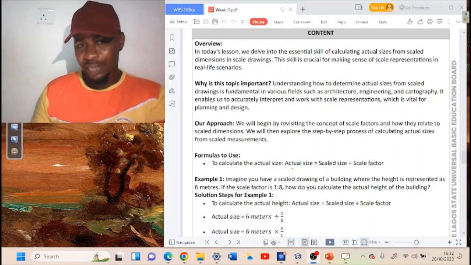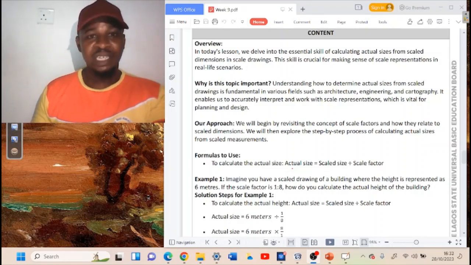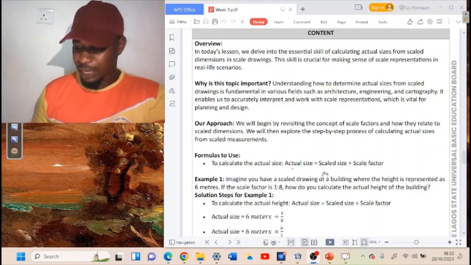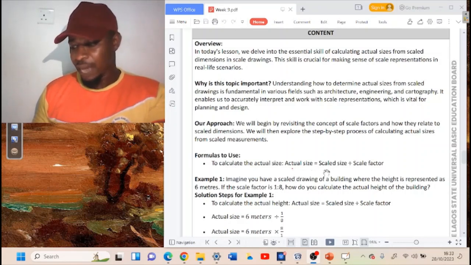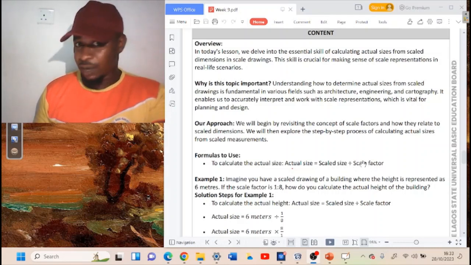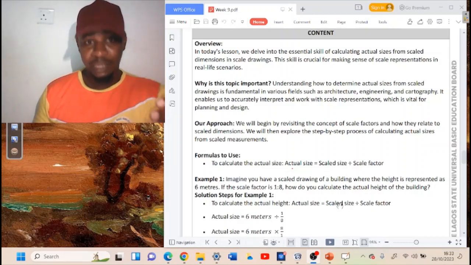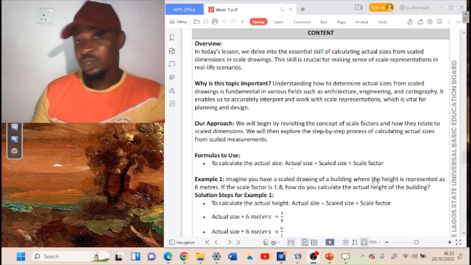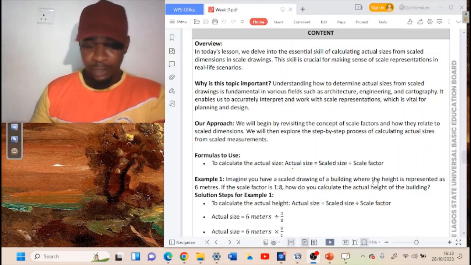So today we're going to be looking at how to calculate real distances, how to translate plans to actions. To do this is actually very easy. The formula that we are going to be using is that according to the plan, actual size is the same thing as scaled size divided by scale factor. But in this case, the scale factor has to be written as 1 over something. However, I will leave you to go through the content of the note and see how this method has been used. In this video, I'm going to be using the common sense approach just like we used in the last example. Let's look at example 1.